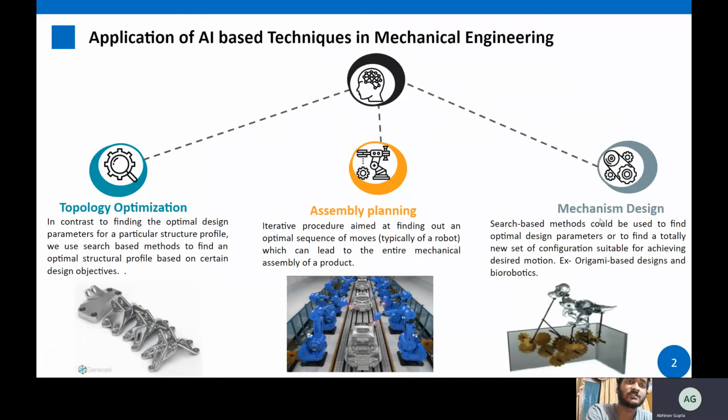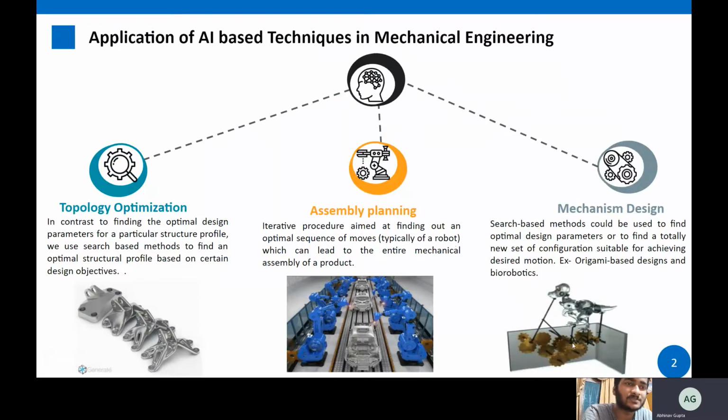The application also extends to mechanism design, in which we use search-based methods to find optimal design parameters or to find a totally new set of configurations suitable for achieving a desired motion. Examples could be origami-based designs in satellites and biorobotics. In the figure, you can see different links, gears, their combinations, and other mechanical elements like cams and shafts.